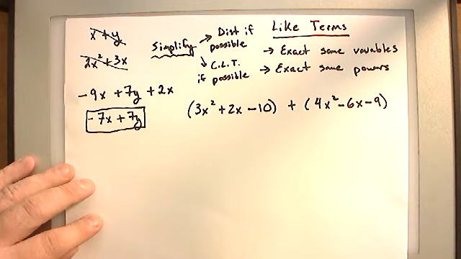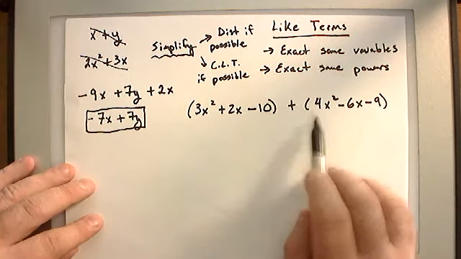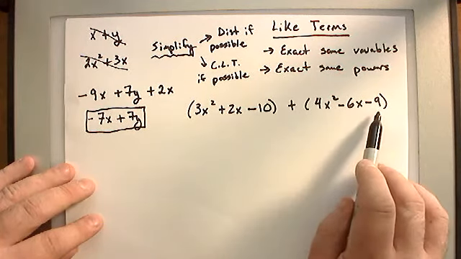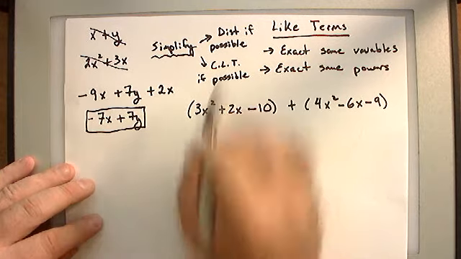Do 3x squared and 2x and 10 combine? No. Can 4x squared and 6x and 9 combine? No. So what's the point of the parentheses? Simply to say that it's a trinomial plus another trinomial. That doesn't matter. You'll see in a minute. We'll do a trinomial and a binomial. It just doesn't matter. So distribute if possible.